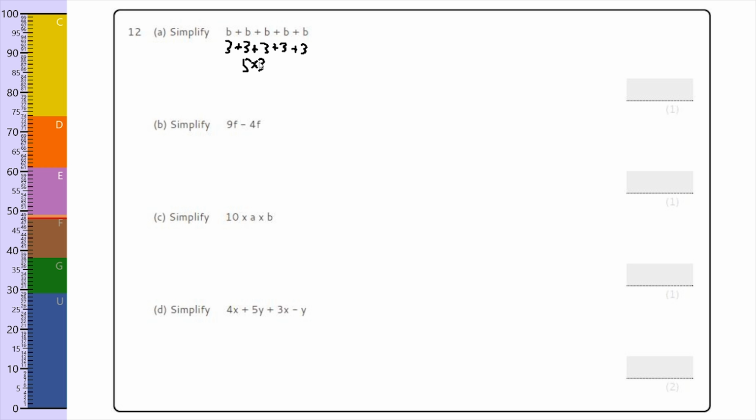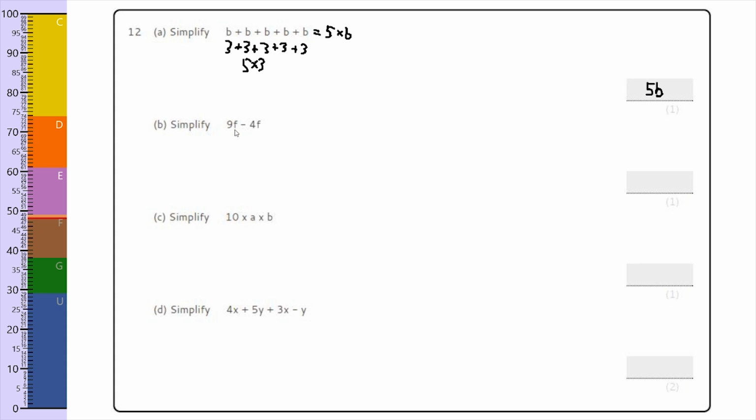It's easier, isn't it? Similar to this, you wouldn't write b plus b plus b plus b, you would write 5 times b. Now in algebra you don't need the times sign, it looks too much like an x, so your answer there will just be 5b. Always put the number first, and that's the correct answer.